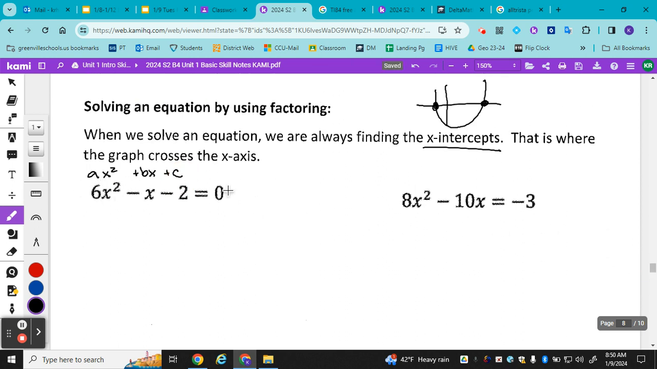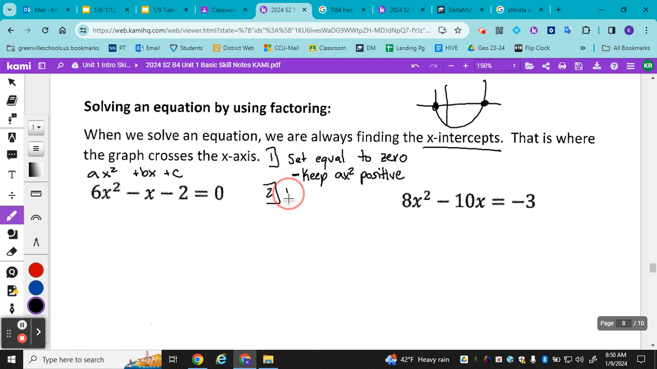And there is an a. It's set equal to 0. That's the first step. Set equal to 0. Keep x squared positive. That'll help you in the long run.